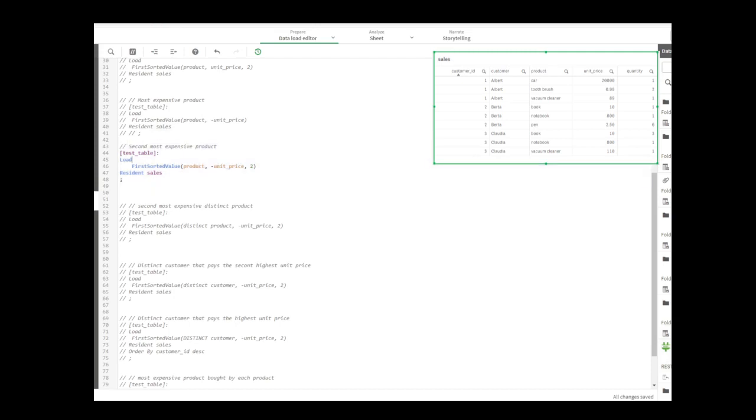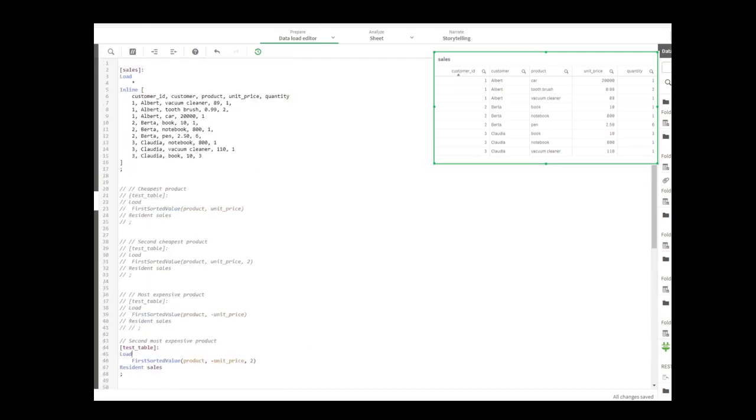Because if we look at the table, there are actually two rows of $800. So the value we would like to sort by is not unique. That's why the function returns null. Even though the item that we are looking for is the same in both cases, it's a notebook.